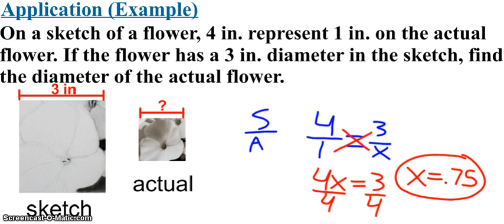The diameter of the actual flower is going to be 0.75 inches, 3/4 of an inch. Go ahead and write that sentence down. And when you're done with that, go on to the next slide.